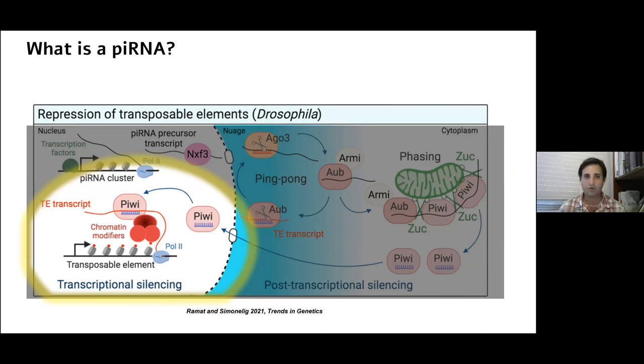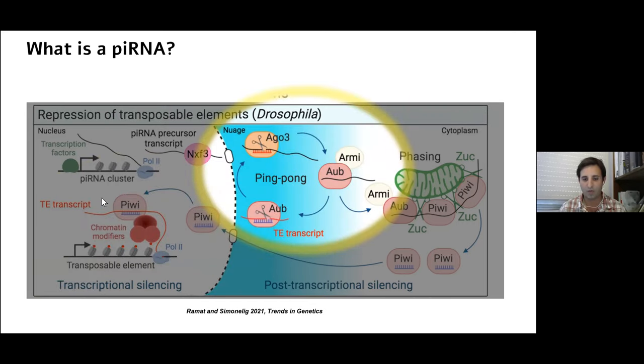However, piRNAs can also induce post-transcriptional silencing of transposable elements. Bound to a different Piwi protein, which in Drosophila is known as Aubergine, primary piRNAs recognize the sequence of transposable element transcripts and the slicing activity of Aubergine then cleaves these transcripts. And what comes next is really beautiful, in my opinion.